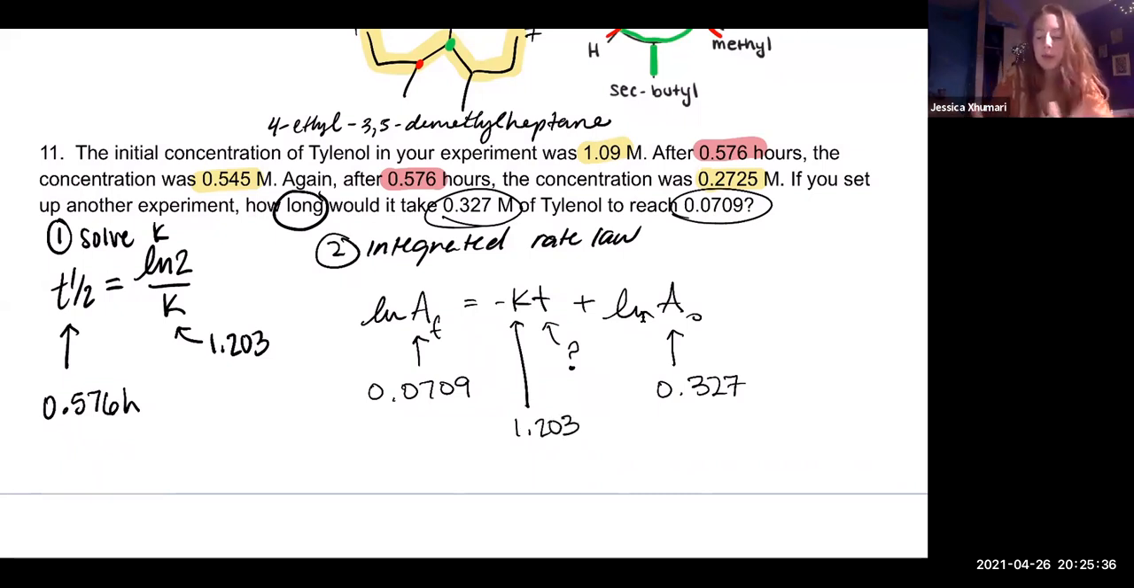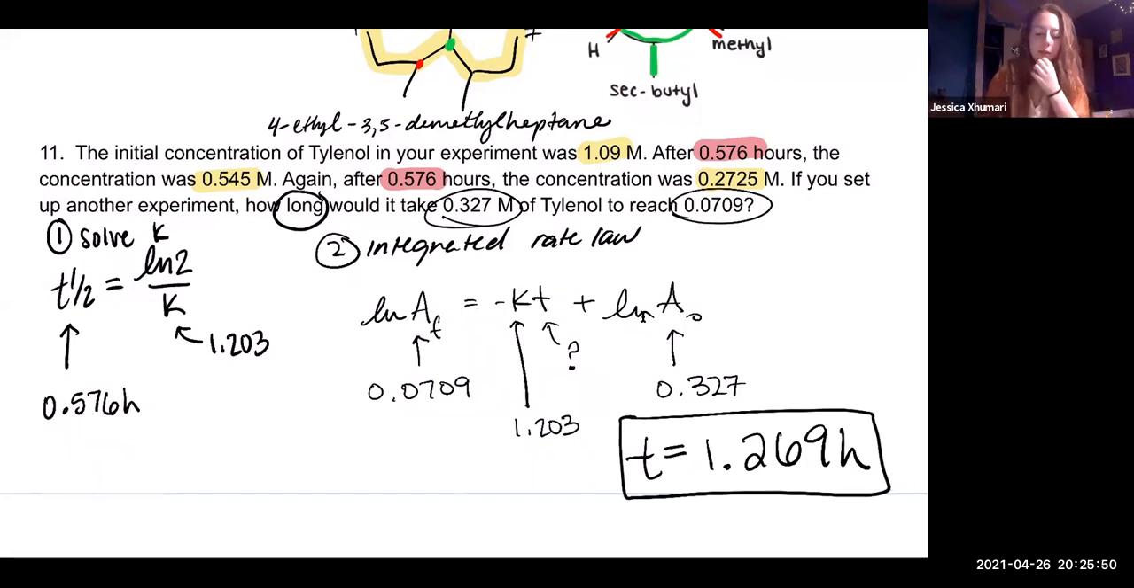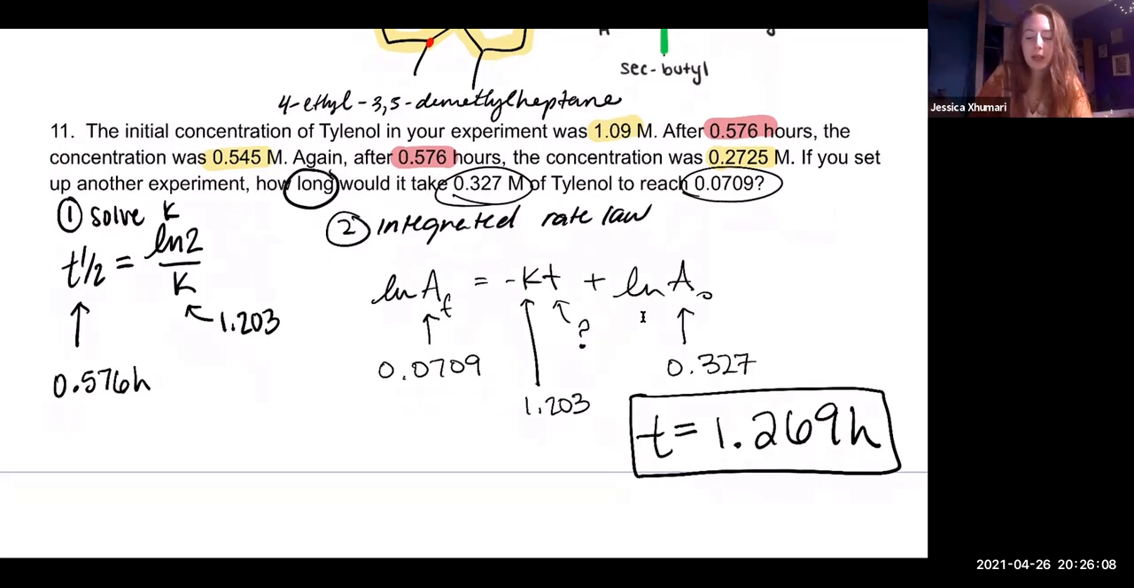Okay, and once you put this all together, it'll allow you to solve for time, which should be 1.269 hours. Okay, so just to reiterate, the first step was to solve for k after recognizing what order this reaction is, and then the second step would be to use the integrated rate law to find out the time that it takes for this concentration change. Okay. Any questions on this one?